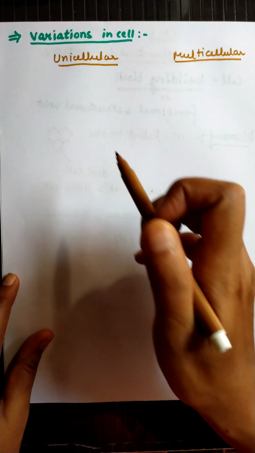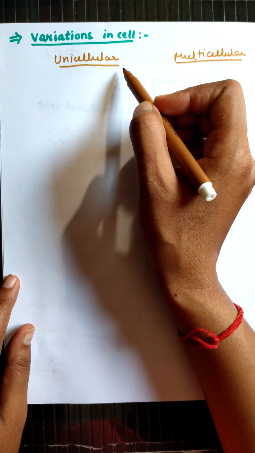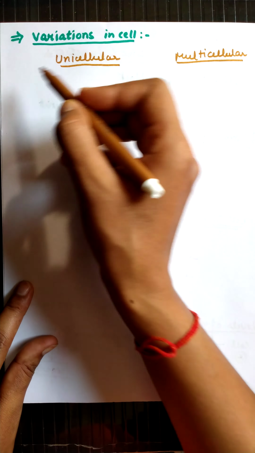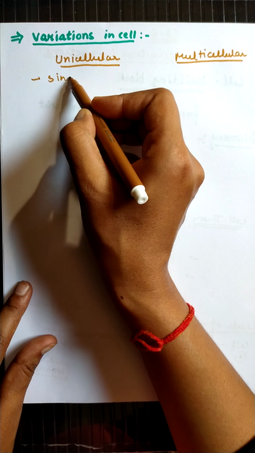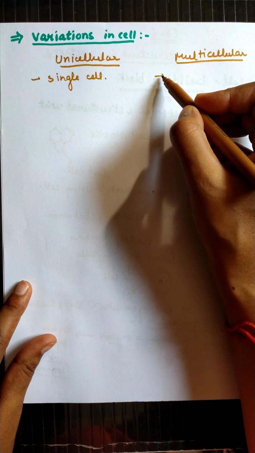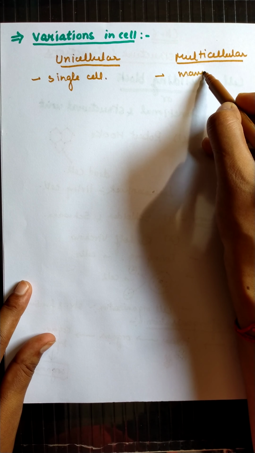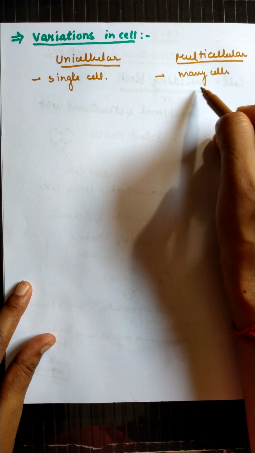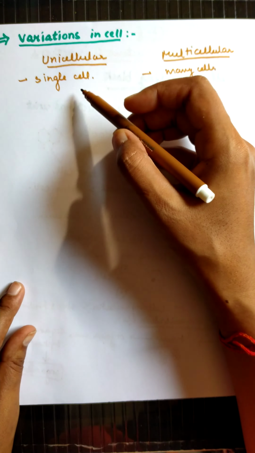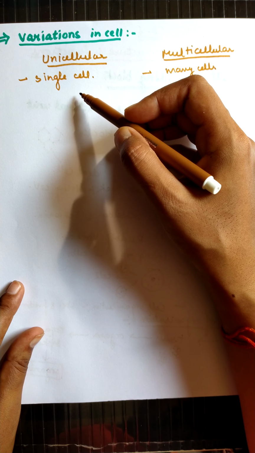Since the name is given in the word itself. Unicellular means these are the organisms whose body is made up of one cell, means their body consists of only a single cell. But the body of the multicellular organism consists of many cells. Like human beings are made up of many cells, like amoeba is made up of a single cell, paramecium is made up of a single cell, etc.